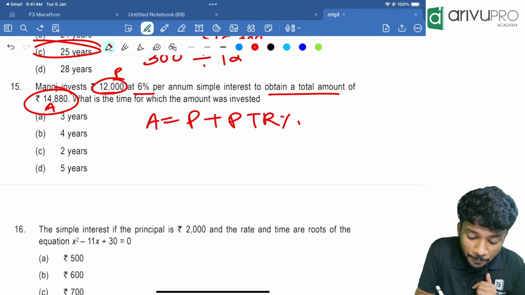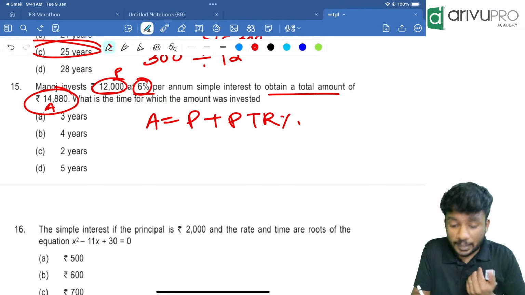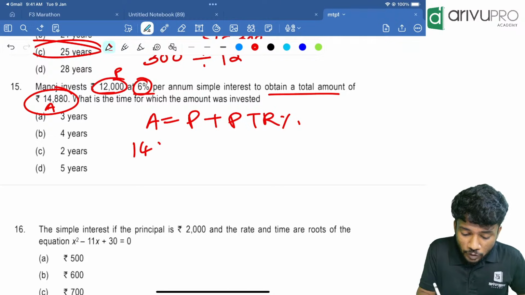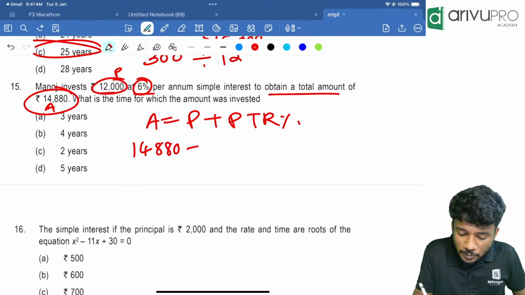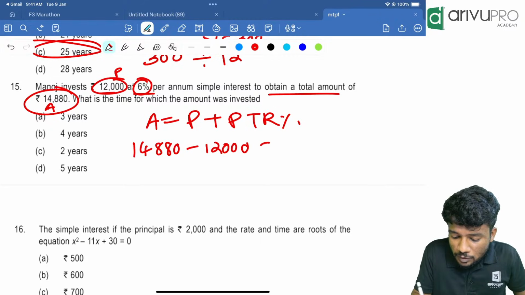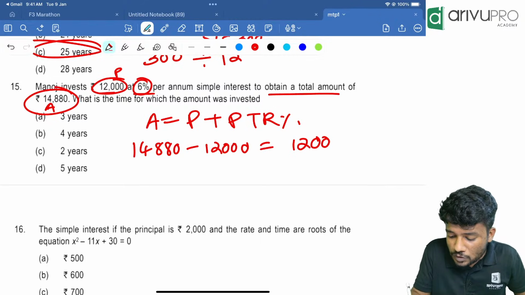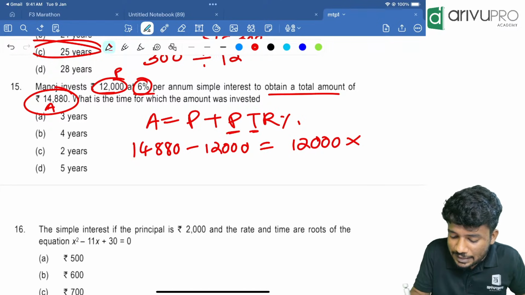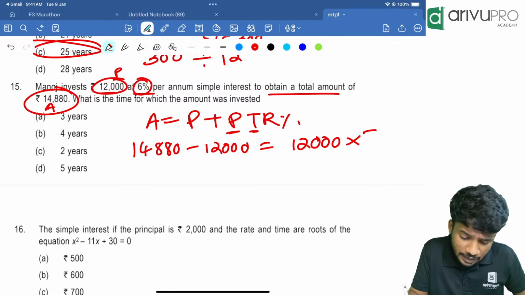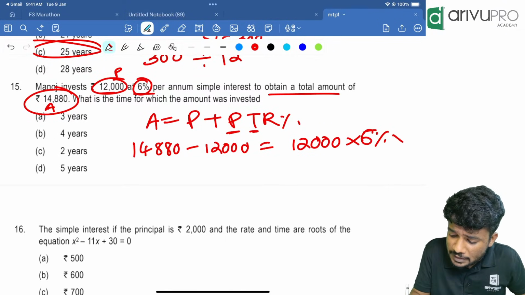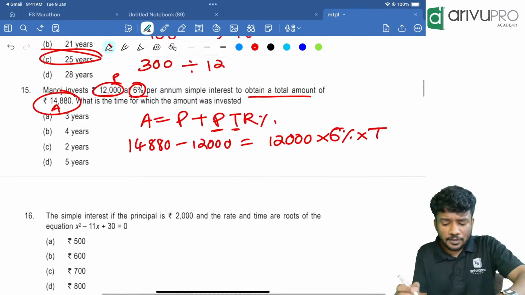This is what? Principal. Then this is what? Rate percentage. A is how much now? 14,880 minus P. P is coming to this side. P is how much? 12,000, which is equal to, P is 12,000 into T. We need to find T. R is how much? I'll write R first, that is 6% into T. People, just use calculator.